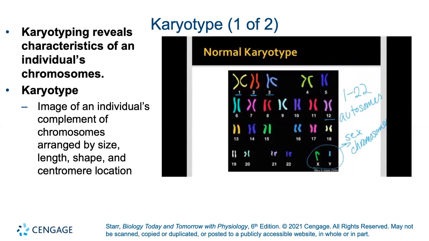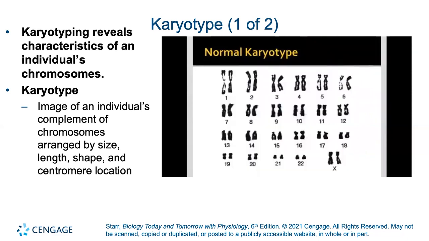This karyotype is of a male because they have XY chromosomes. So we should know that XY is male and XX is female. We'll actually look at a couple of exceptions to those in a different video. So this is a female karyotype because it has 2 X chromosomes. You should be able to look at a karyotype, know that it's a karyotype, and identify if it is male or female.